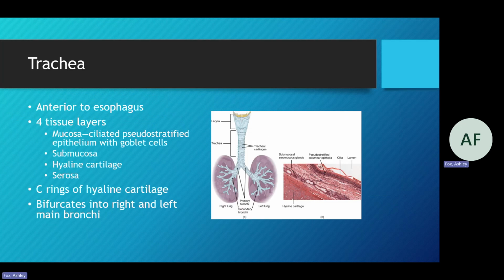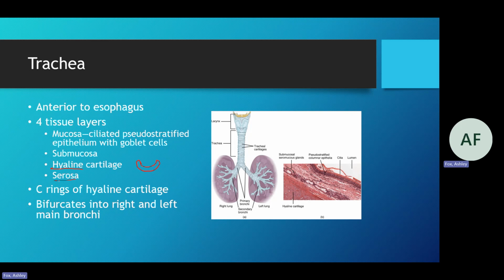Trachea, there's 4 tissue layers. The trachea has cartilage too. So hyaline cartilage rings, these tracheal cartilages, make sure it stays open. They're not complete cartilage. They kind of make C's, so they don't go all the way around the posterior side. They're C-shaped, but they're supportive and help hold the trachea open.